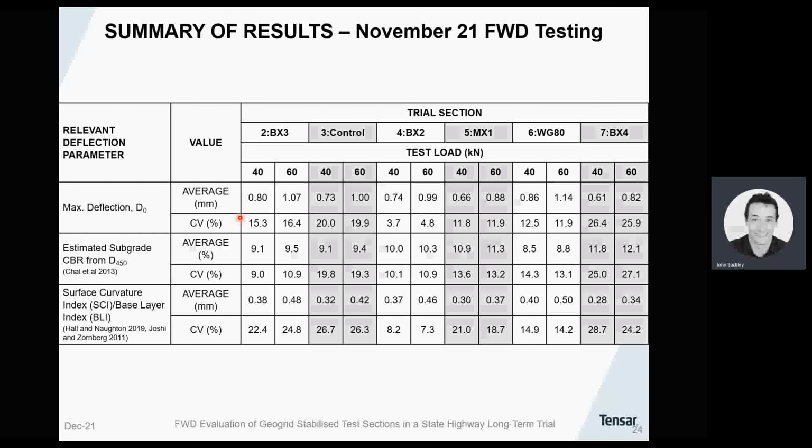These are the summary of the results from the November testing this year for the relevant deflection parameters. You can see that the multi-axial geogrid performs quite well if you compare it to the control. It has outperformed the control in each of these deflection parameters. The multi-axial geogrid section, section 5, is the best performing section with the lowest variability, or CV. Section 7, VX4, had the best performing deflection parameters, but had the highest variability of all sections, so this might warrant further investigation.